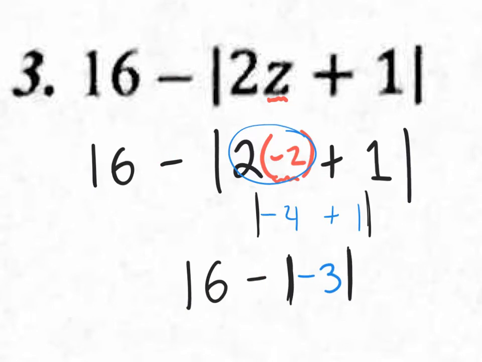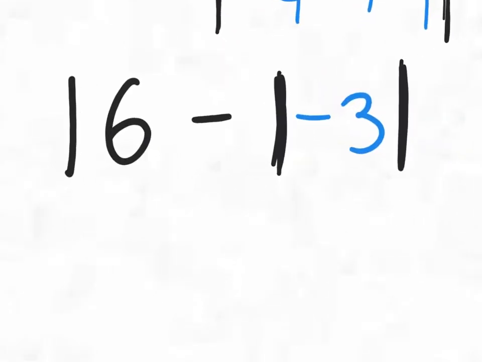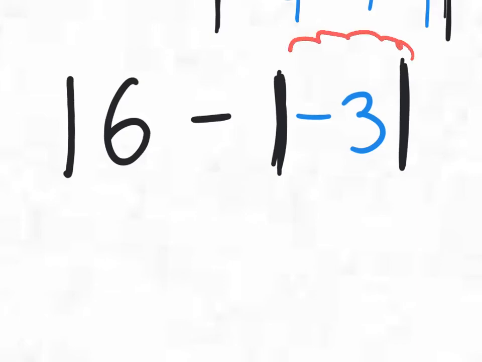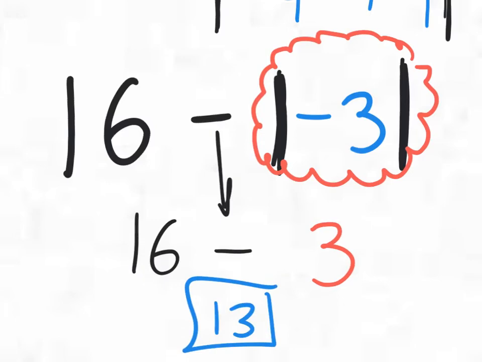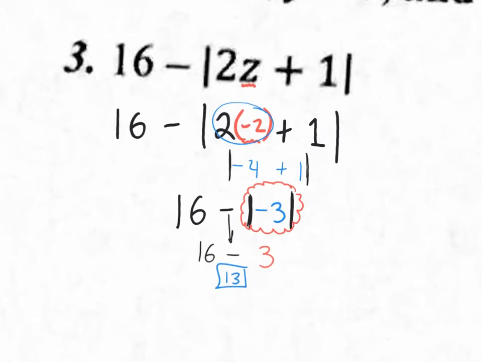Okay, so the absolute value of -3, absolutely, that does turn to a +3. You're right. Sorry, I didn't understand what you were saying. So yeah, the absolute value of -3 is +3. So what we really have is 16 take away +3. And 16 take away +3 is 13. And that is your answer for number 3.